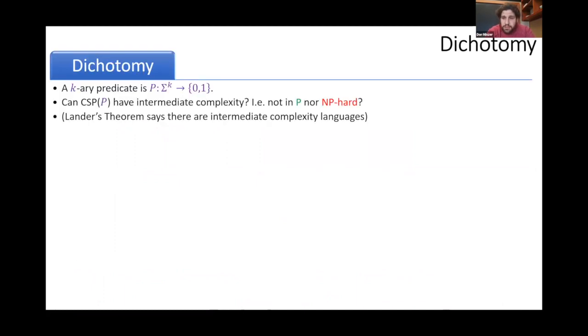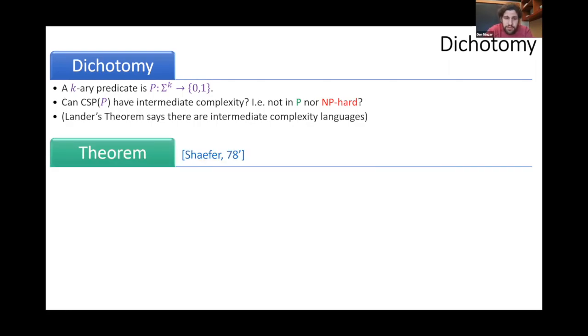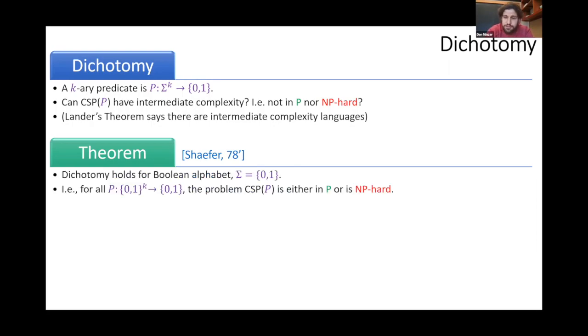So what we're really asking here is about dichotomy. So we're asking, I give you any predicate P. Does the complexity of CSPP have to be either P or NP hard? And as I said, there is a classical complexity theory result, Ladner's theorem, that tells you that there are such intermediate complexity languages, but the point is that these languages are kind of weird, and we hope that CSPP is not one of them. And towards this end, we have the classical theorem of Schaefer that says that this is true if your alphabet is Boolean. So any CSP over a Boolean alphabet is either in P or NP hard. And this is a classical result from 78.